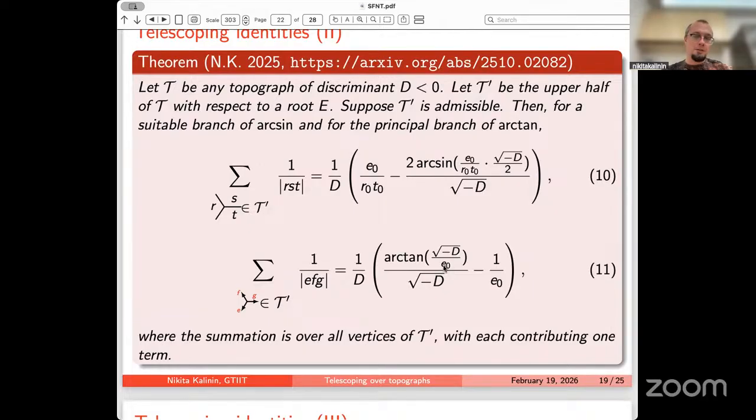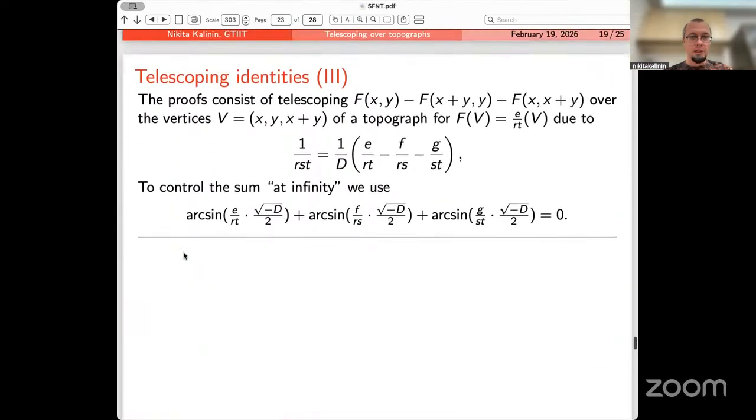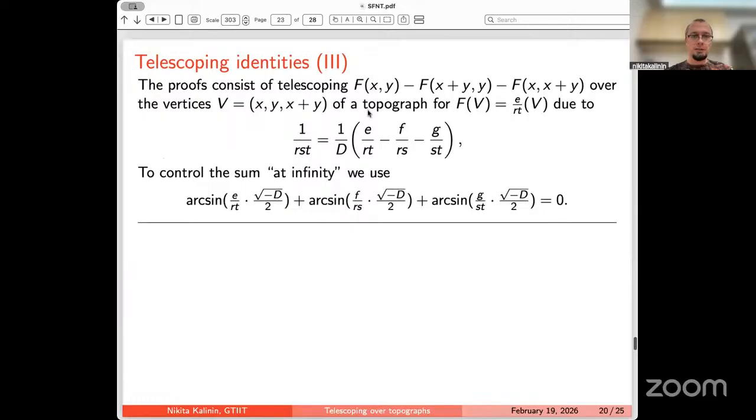And from here you can deduce all the previous theorems, because when you take the sum over all topographs, you just consider two half trees, and you have such a formula for one half and for the second half, and that's it. So how do you prove it? Again, you just need to telescope the function over the set of vertices. For example, you telescope this function, f of xy is e divided by rt, and so this will be just 1 over rst. Then you take a sum of it, and you have a boundary term at infinity.